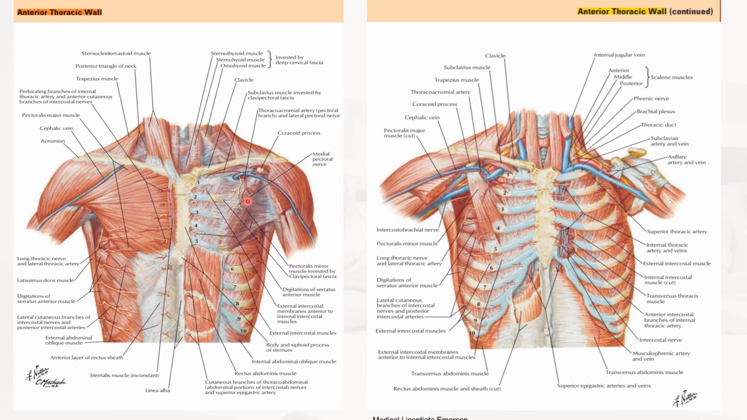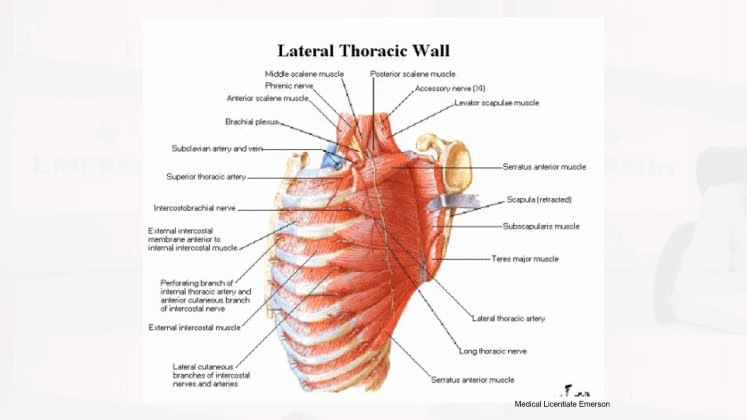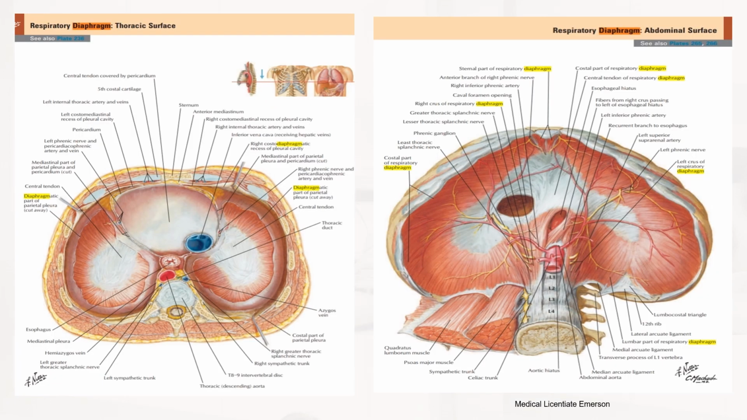So this is the anterior thoracic wall. Then the lateral thoracic wall looks like this. We have the teres major muscle on this side, and the serratus anterior muscle on this side. This is the lateral view, and you can appreciate the intercostal muscles. So this is the lateral thoracic wall.